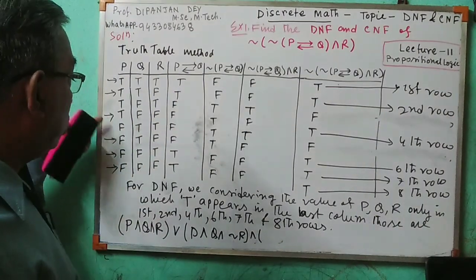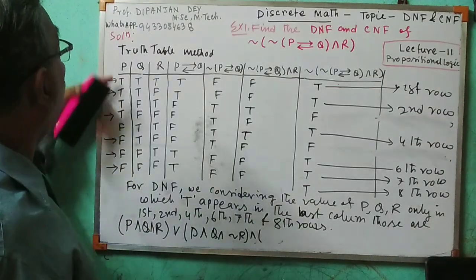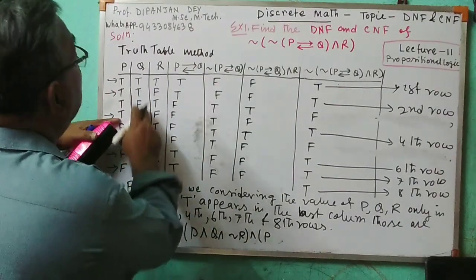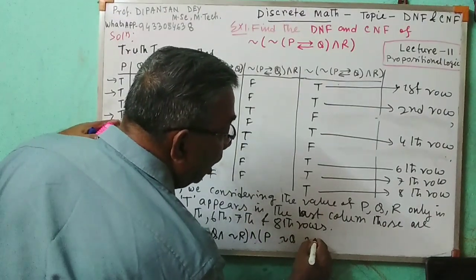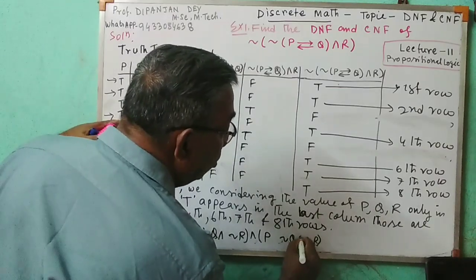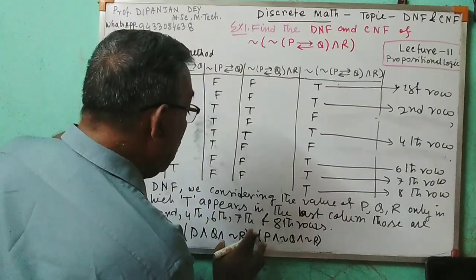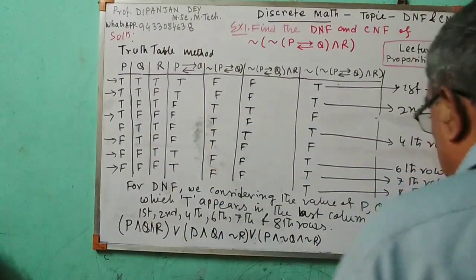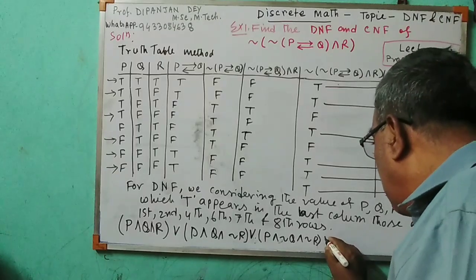Next, third row. Third row means TFF. P is true here, so it is P. Then Q is false. You see, Q is false. R is false. So negation Q, negation R. So it will be conjunction, and outside will be disjunction. Okay. Next, again, this will be disjunction.